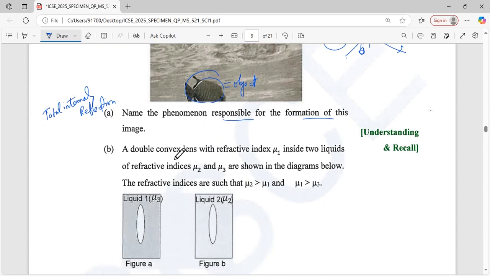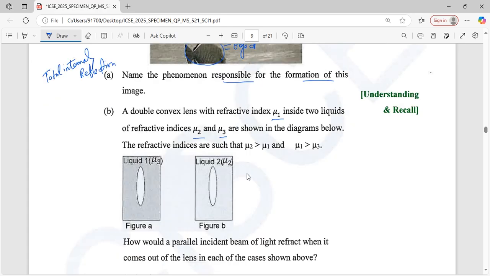A double convex lens with a refractive index mu1 is inside two liquids of refractive index mu2 and mu3. There's a liquid and here's a convex lens. So there's mu3 and mu2, and here mu1 is the lens inside the two liquids. That is mu1, that is the mu3 liquid, and that is the mu2 liquid.